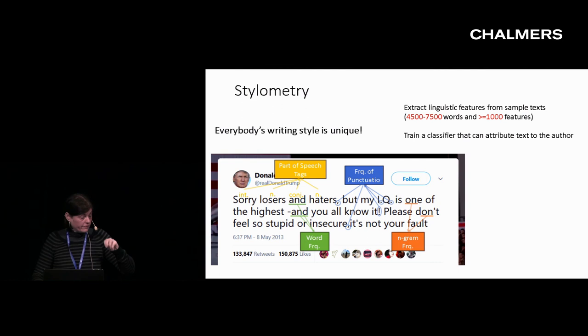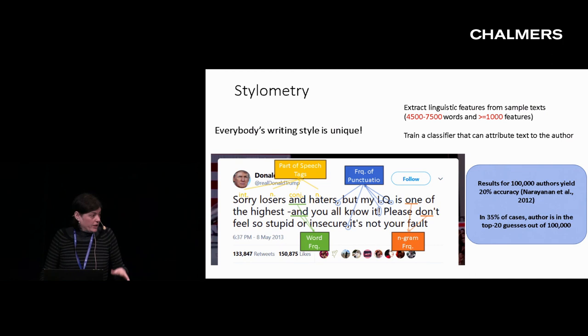You extract many, many features, you train a classifier, and then when you get the anonymous text, you run it through this classifier, and then you identify the author. This is not perfect, but it's actually pretty effective. One of the main results is that for 100,000 authors, they had a 20% accuracy. That means that 20% you find. And in 35% of the cases, the author was in the top 20 guesses out of 100,000. So imagine you have 100,000 Twitter accounts. You run this, and you have reduced your candidates to 20. This is already very, very good in terms of narrowing down your search.